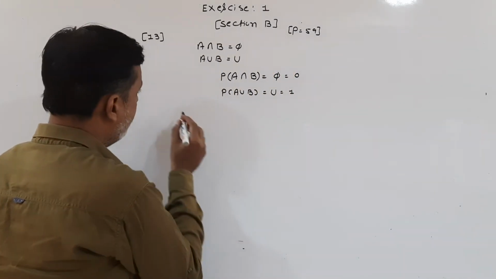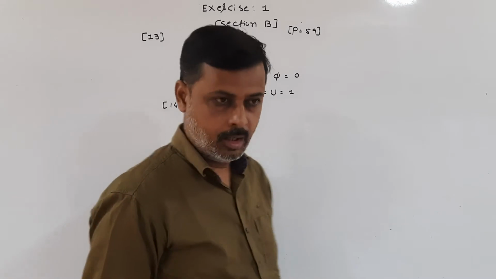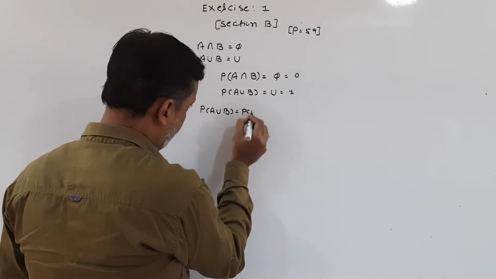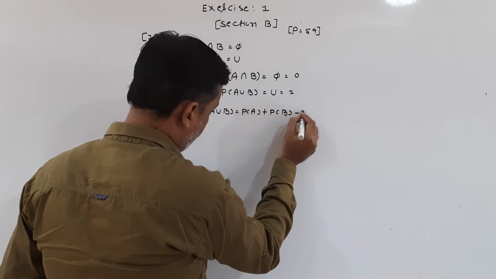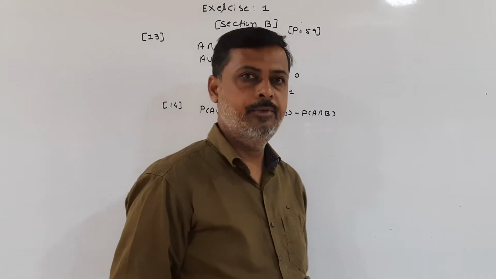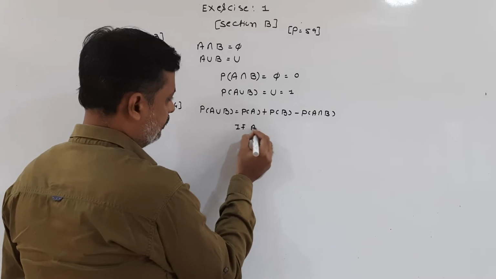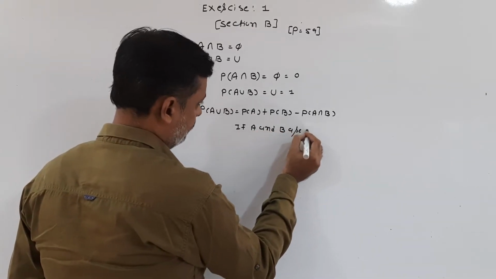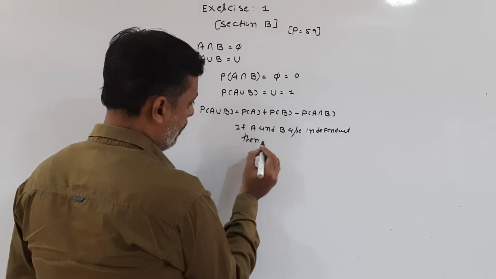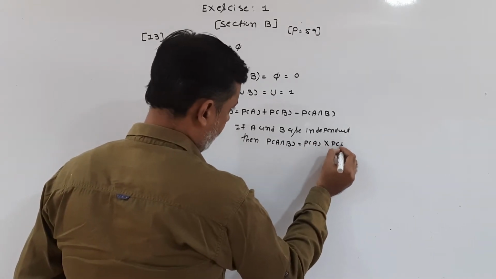So here, example number 14. A union B is P of A plus P of B minus P of A intersection B. And if A and B are independent events, then P of A intersection B is equal to P of A into P of B.